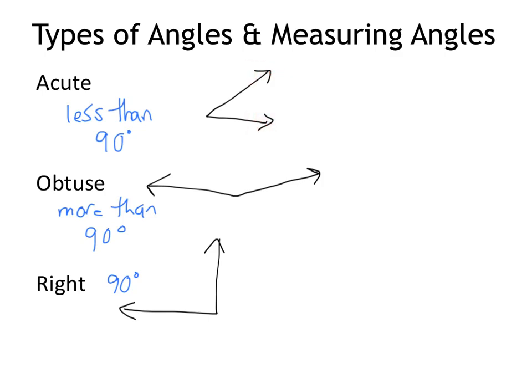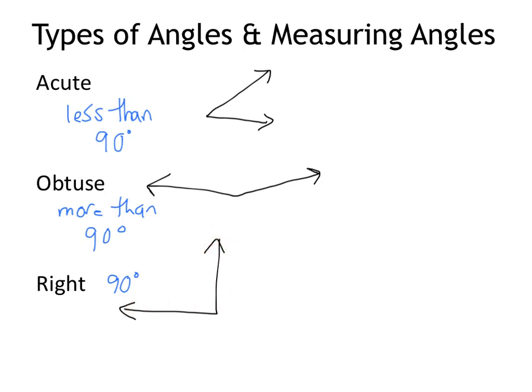And some people help remember it by thinking of the word cute, because that's like small. Maybe think of like a little Pokemon or something. Acute, small. So it's a small angle, it's less than 90 degrees. An obtuse angle is a big angle. That's an angle larger than 90 degrees. And a right angle is an angle that is exactly 90 degrees.